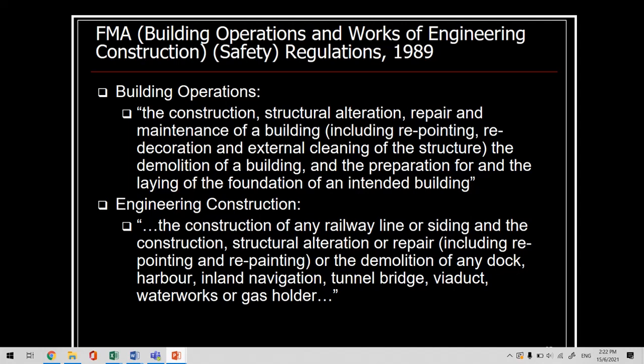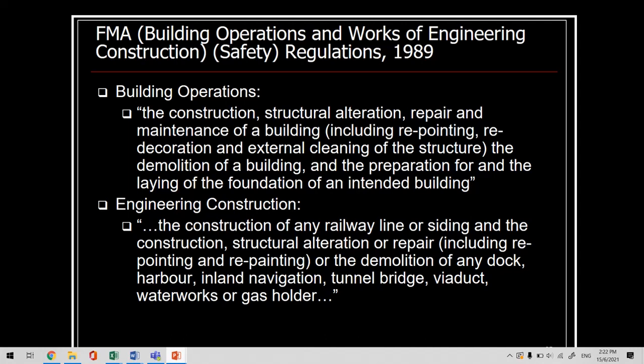And according to the FMA, what is the building operation? Building operation merujuk kepada the construction ataupun pembinaan, structural alteration ataupun pengubahsuaian terhadap struktur, repair and maintenance of the building, maksudnya pembaikan dan juga maintenance yang dilakukan terhadap sesuatu bangunan, including repointing, redecoration and external cleaning of the structure, the demolition of a building and the preparation for and the laying of the foundation of an intended building.